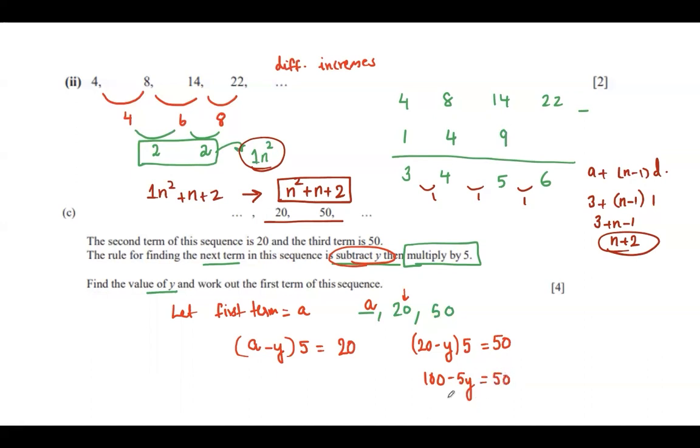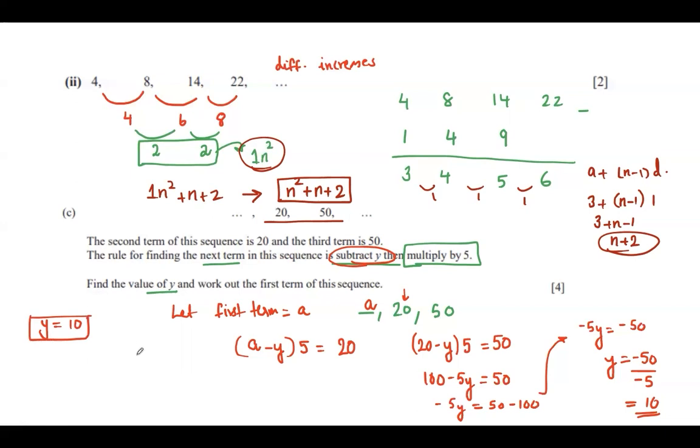So I'm going to multiply: 5 times 20 is 100. Negative y times 5 is negative 5y, which is equal to 50. Let me clean this up. So I have negative 5y is equal to 50 minus 100. Negative 5y is equal to negative 50. y is equal to negative 50 over negative 5, which is just 10. So we know that the value of y is equal to 10.